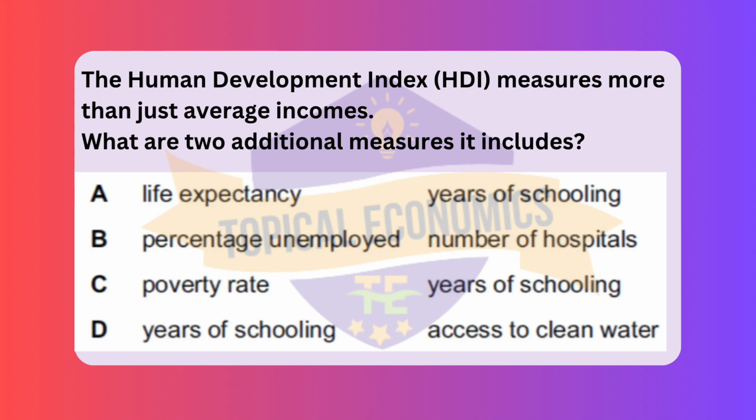Life expectancy is one of the key components of HDI, representing the health dimension. It provides an indication of how long people, on average, live in a given country, which is linked to the availability of healthcare, nutrition, and overall well-being.